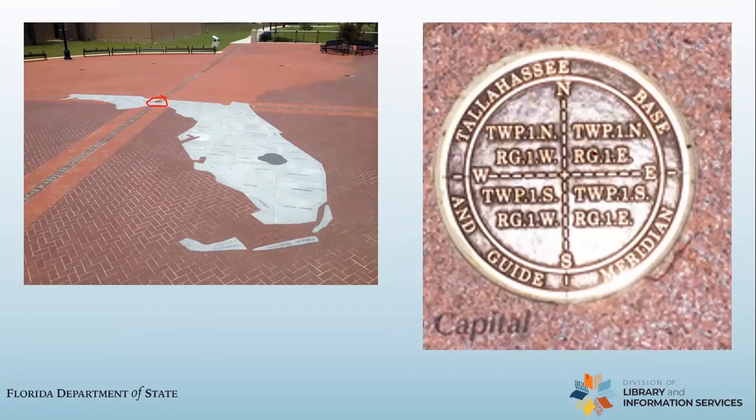And again, it just looks like a bunch of gibberish here. But this spot right in the middle of that medallion is actually the point of beginning for the grid into which every parcel of land in the state of Florida is measured. Every piece of land that is bought and sold in the state of Florida, all the way from Pensacola to Key West, is described in relation to this exact point in Cascades Park in Tallahassee. So let's talk a little bit about what that means.